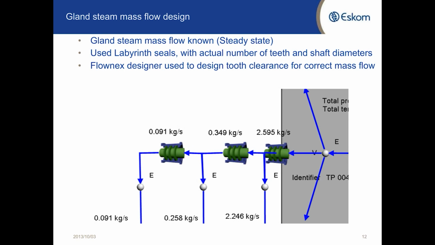Then for the gland steam mass flow design, once again the gland steam mass flow is known for the steady state. I used labyrinth seals with the actual number of teeth and shaft diameters to model the labyrinth seals. And then I just used the Flownex designer to design the tooth clearance to get the correct mass flow.